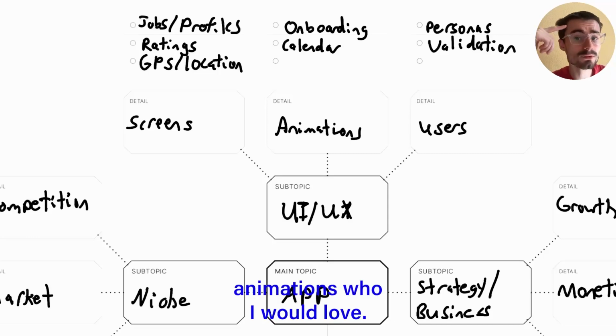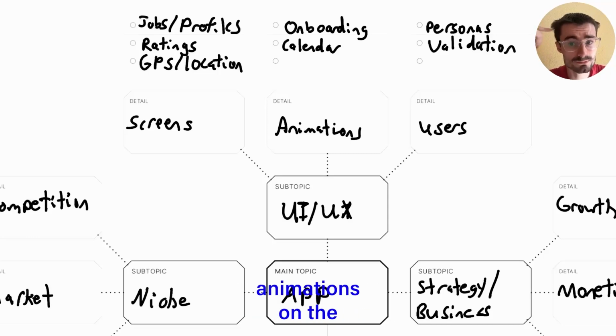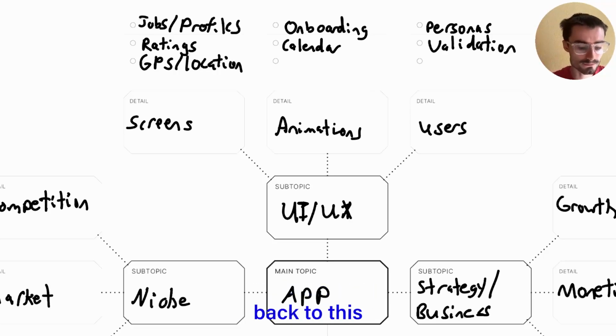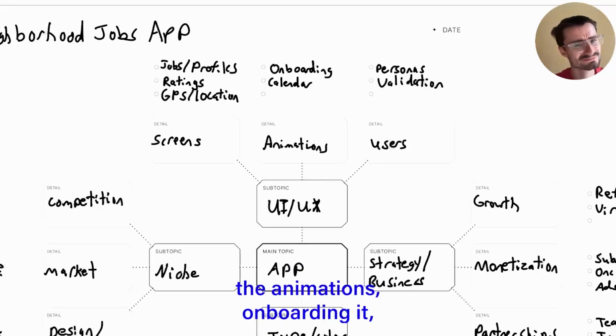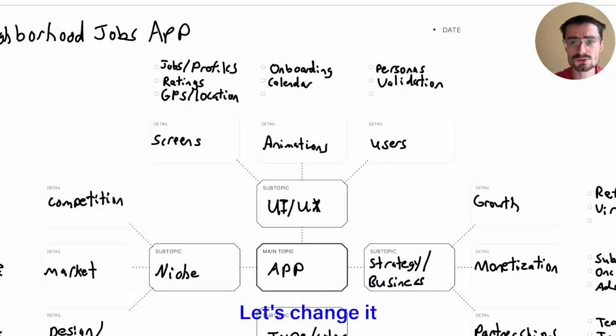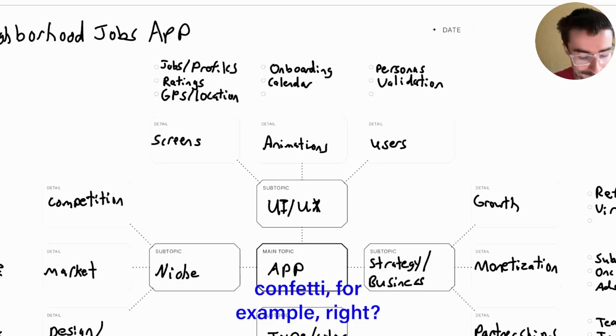Ooh, I would like to see some animations on the onboarding process. I would like to see them on the calendar. And as you design, you can keep going back to this mind map and be like, the animations, onboarding, it doesn't look good. Let's change it to instead the ratings. When you submit a 5-star review, you get a nice little celebratory confetti, for example, right?